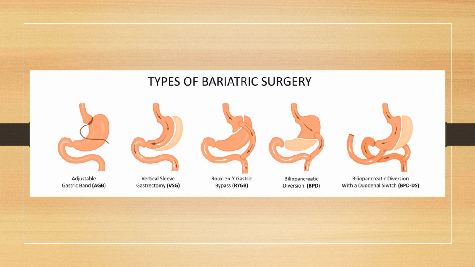The next one, vertical sleeve gastrectomy. So you can see that a portion of the stomach has been resected, and it's created a smaller volume in the stomach. Okay, and by doing that, you now have a smaller volume that can accept food.